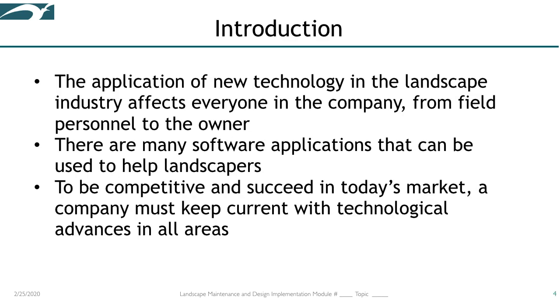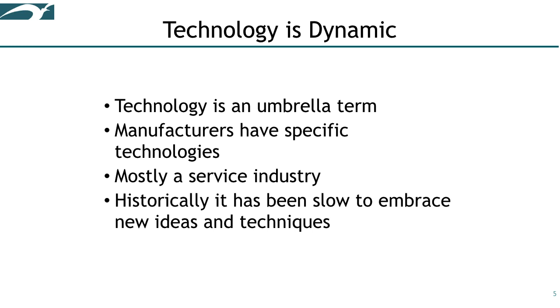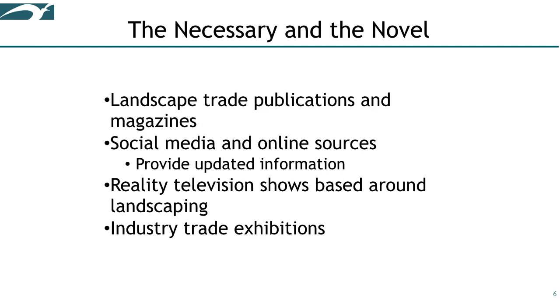The application of new technology in the landscape industry affects everyone in the company, from field personnel to the owner. There are many software applications that can be used to help landscapers. To be competitive and succeed in today's market, a company must keep current with technological advances in the area. Technology is an umbrella term. Manufacturers have specific technologies, but landscaping is mostly a service industry. Historically, it has been slow to embrace new ideas and techniques. The necessary and the novel.